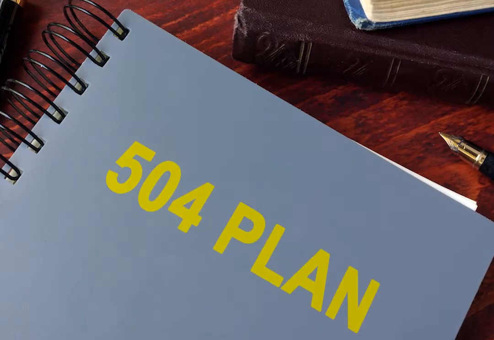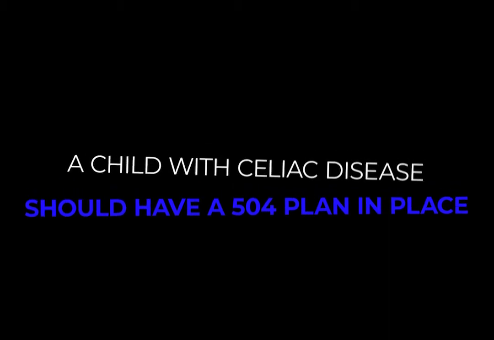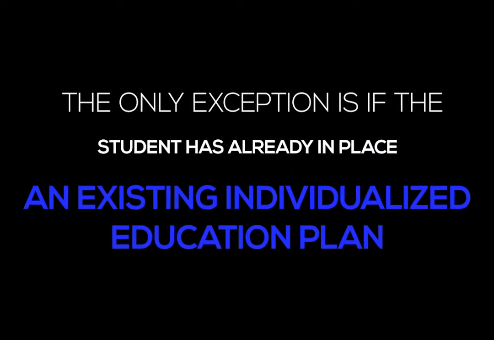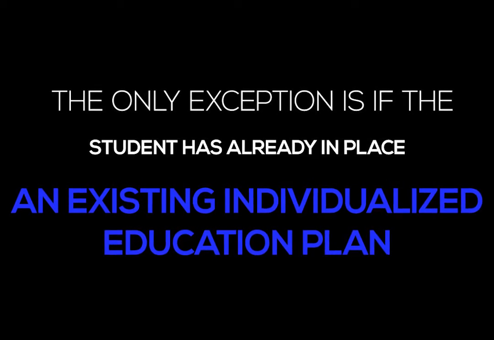We work with hundreds of schools across the country, and I constantly hear that a child with celiac disease should not have a 504 plan and instead should have an independent health plan. This is incorrect. A child with celiac disease should have a 504 plan in place. The 504 plan is a legally enforceable document that details how a child's disability will be accommodated. While in certain circumstances, an individual health plan may be appropriate, it does not replace the need for a 504 plan. The only exception is if a student has already in place an existing individualized education plan.